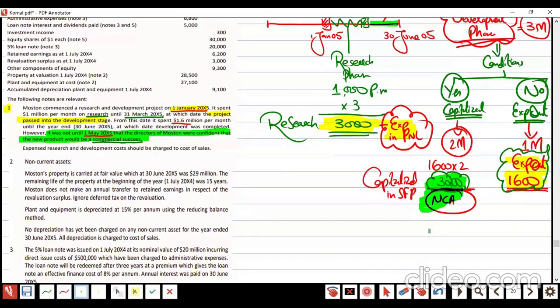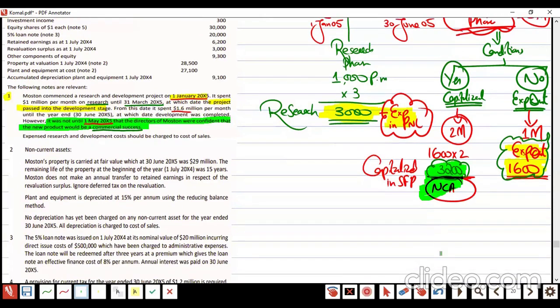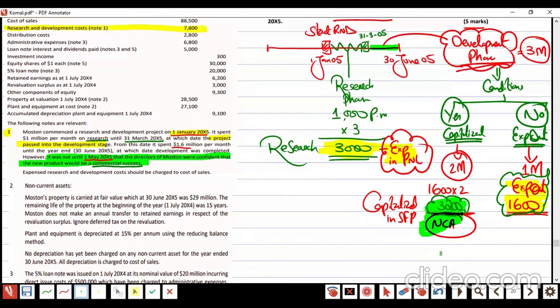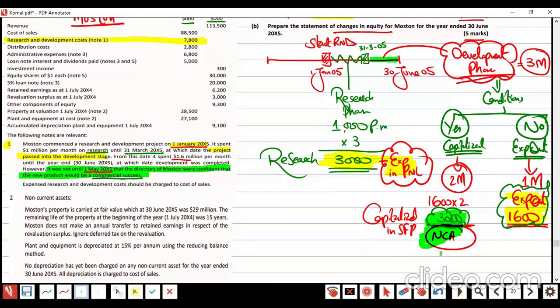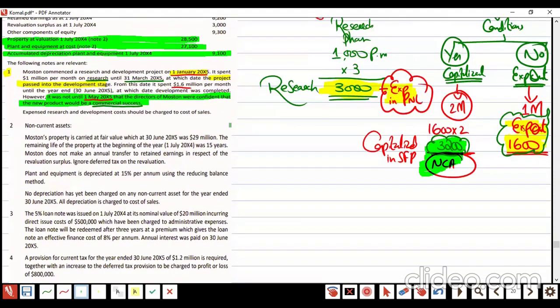Note number 2, read it again, please. Very important. Non-current assets. Mostyn's property is carried at fair value, and he is doing revaluation. Property, where is your property? Here is the property. Here is the plant, right? Two items. And the plant has the accumulated depreciation as well, correct? Now, two items.